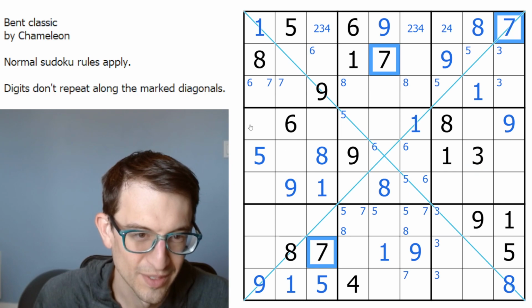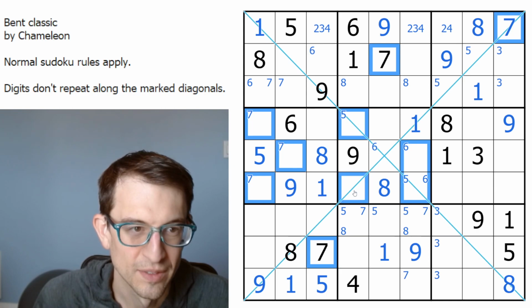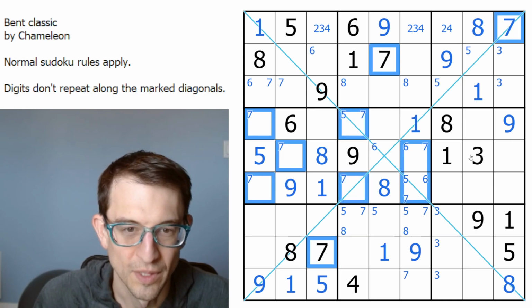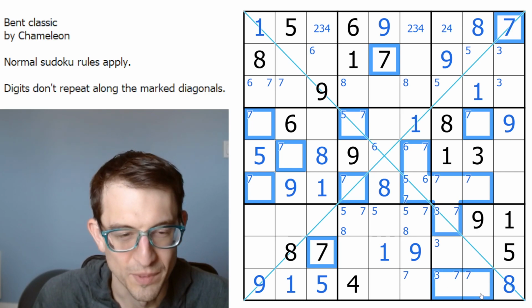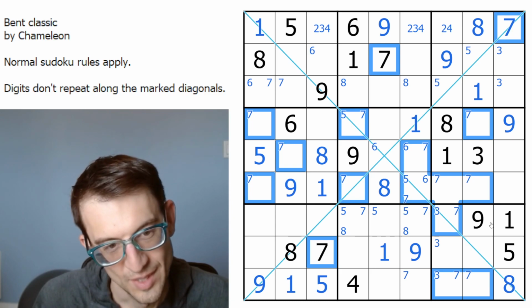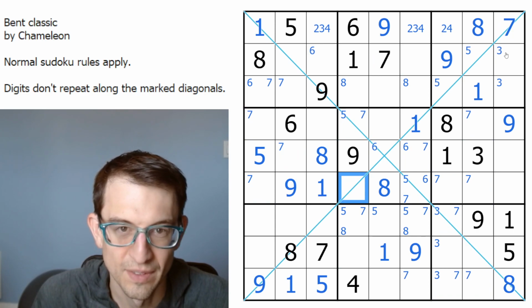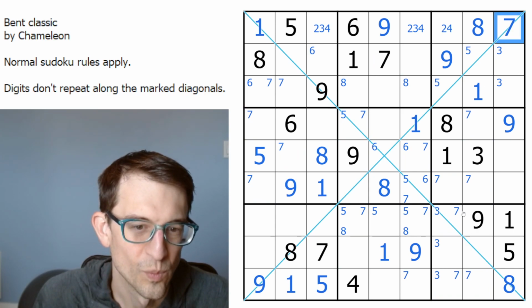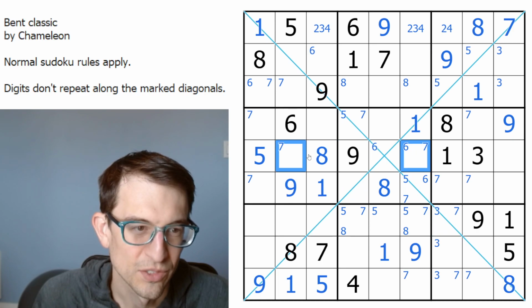So 7s could be here, or here, or here, here. Where's my possible 7s? Ugh. It's not pretty. Oh, but not here because of this 7. So one of these is a 7, but I don't know which. And one of these, but I don't know which.